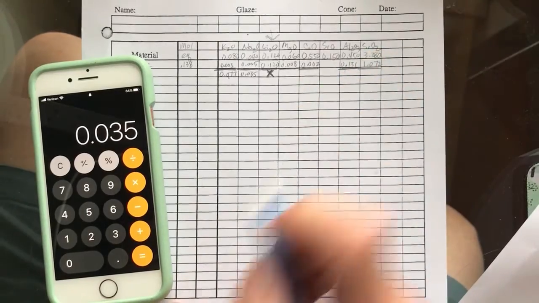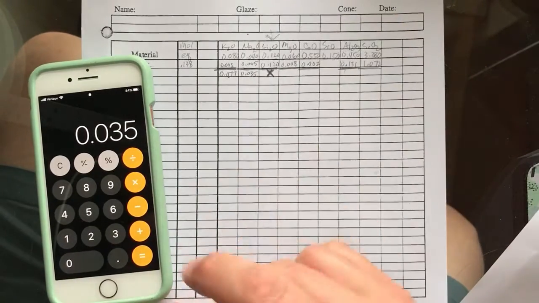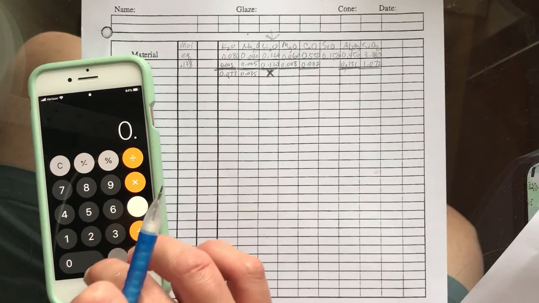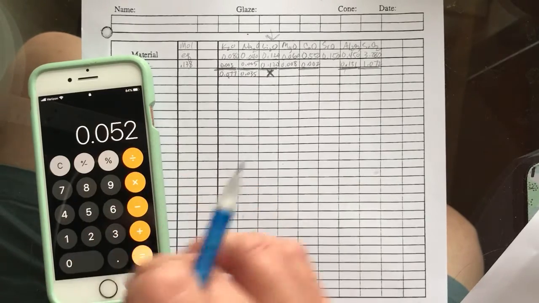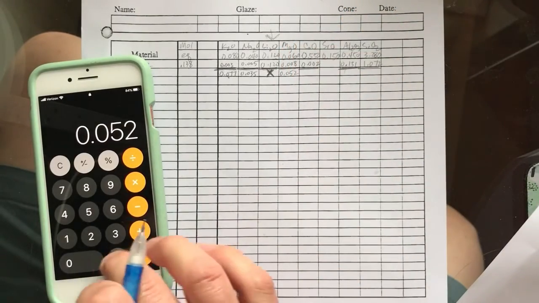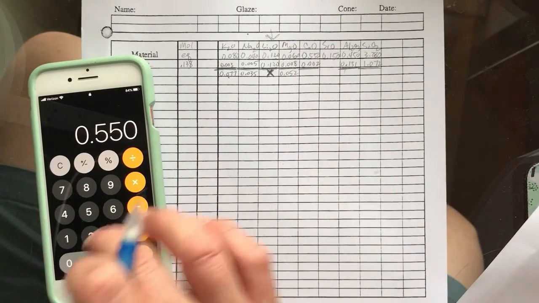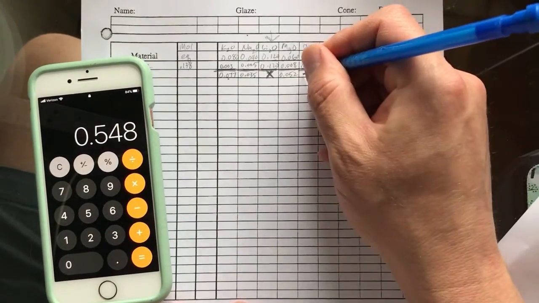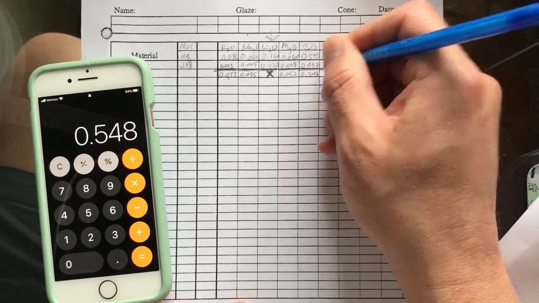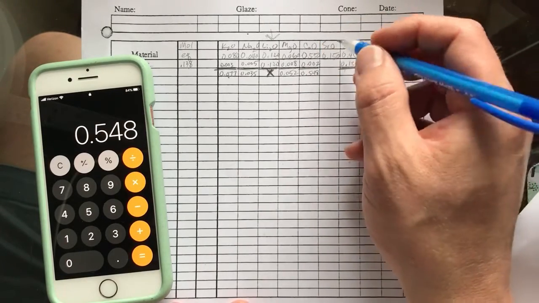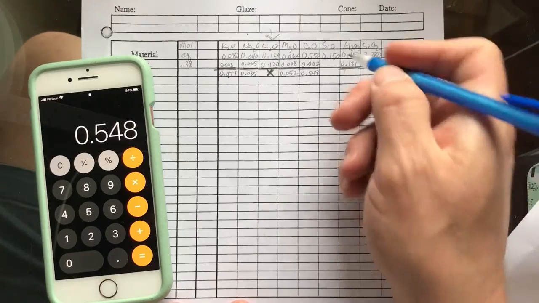And so this one, we've spent that one. We've taken care of that. We don't have to do any more. 0.06 minus 0.08 is 0.052. 0.550 minus 0.002 is 0.548. We didn't do anything with the strontium, so we'll just leave that in its column.